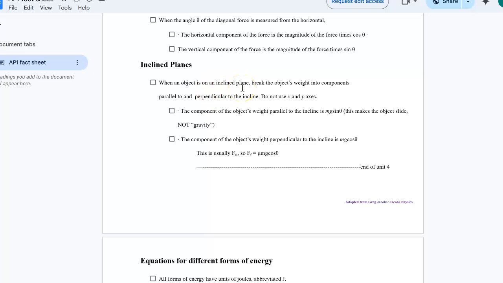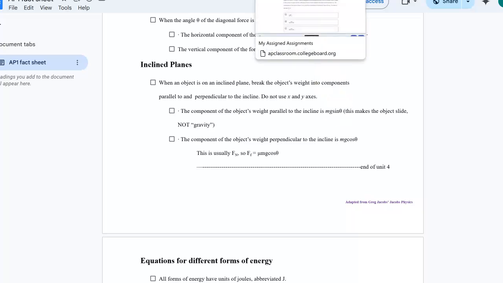We know when we have inclined planes, we have to break it up not into x and y components, although you could do that, it'd just be a bit more complicated, but instead parallel and perpendicular components. We don't need to have this memorized, we could get it just by knowing trigonometry, but it's nice to have memorized. The component of the object's weight parallel to the incline is mg sine theta, making the object slide. And the object's weight perpendicular to the incline is mg cosine theta.